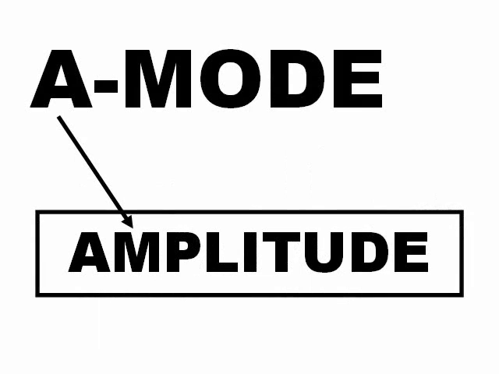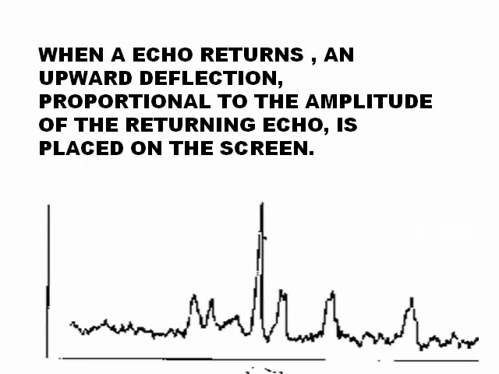A mode is called amplitude mode. When an echo returns, there is an upward deflection proportional to the amplitude of the returning echo. That is all. It's very simple. It's only one line with the echoes that return.